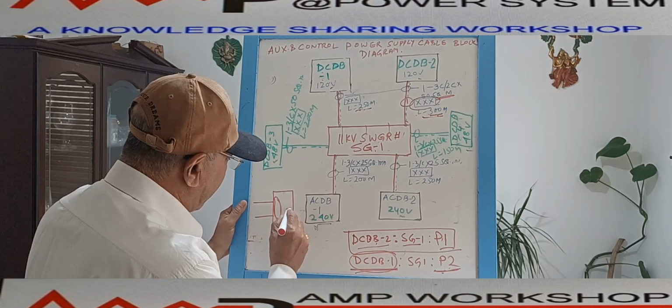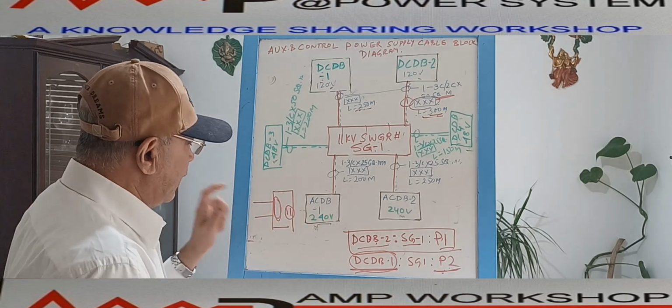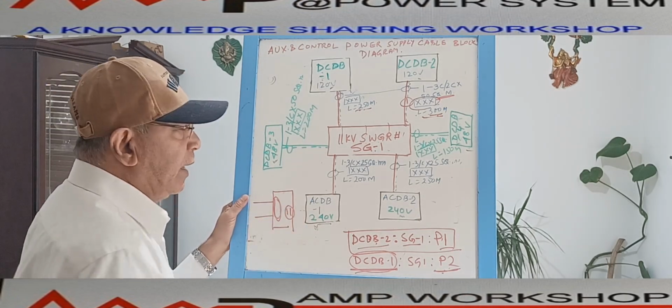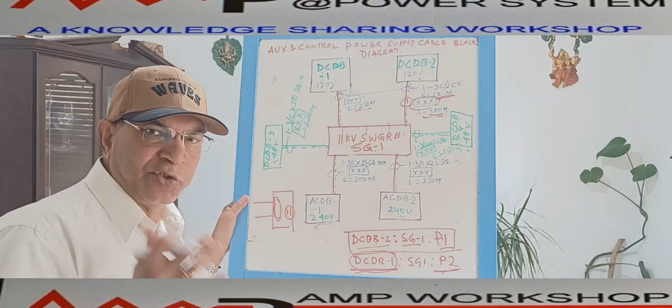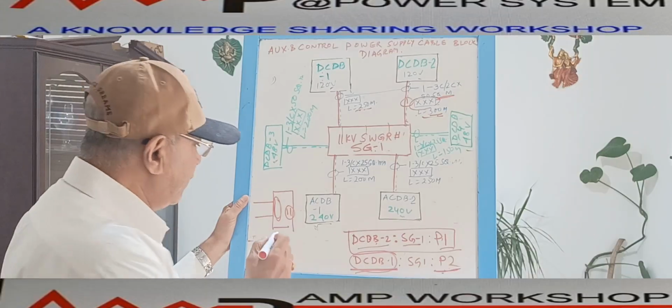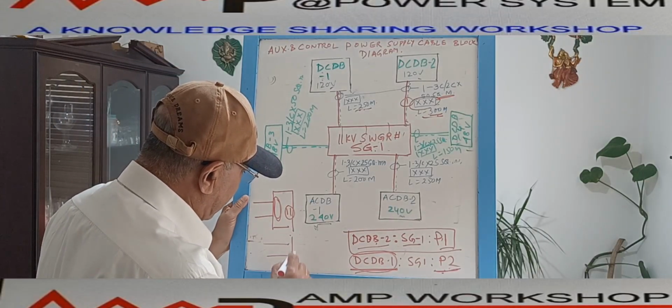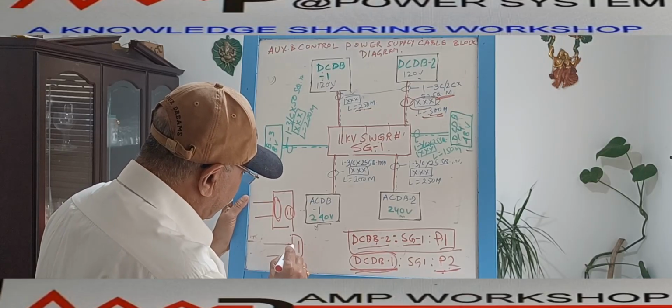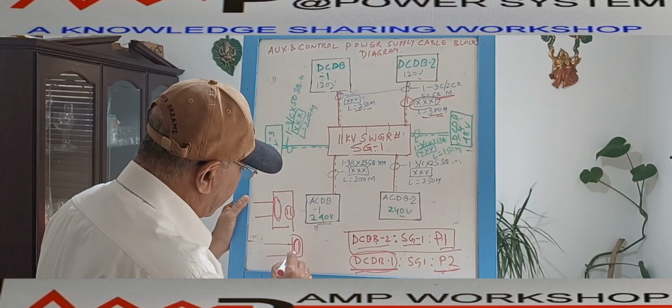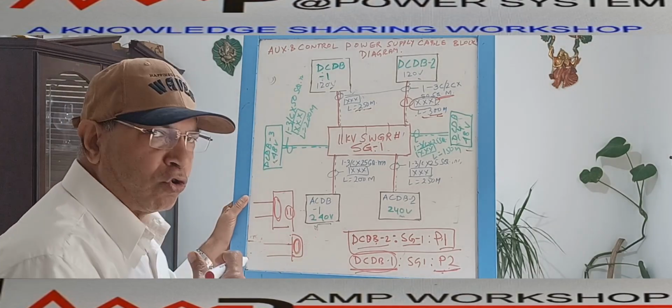Suppose this is switchgear panel number 11. Inside the panel there is a small relay scheme. Two supplies are coming to the panel, and there is a changeover scheme over here. It is an auto changeover scheme.